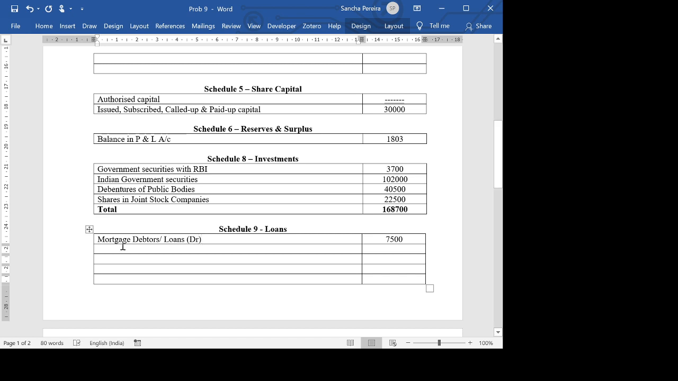Now if the same thing had been given as mortgage loans or something like that, and they had put credit, I would have taken it under borrowings. So it would have come under schedule 7. So loans depends on whether it's a liability or an asset. If it's a loan taken, it becomes a liability. If it's a loan advanced, it comes under loans, which is schedule 9.